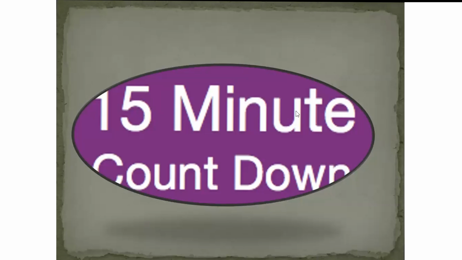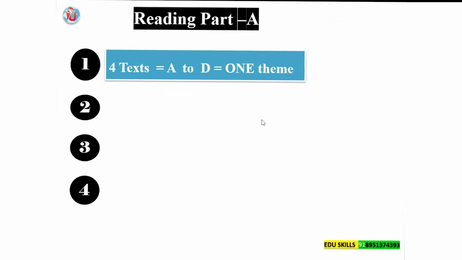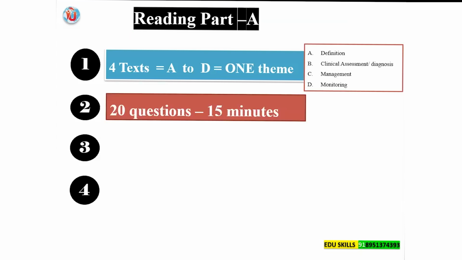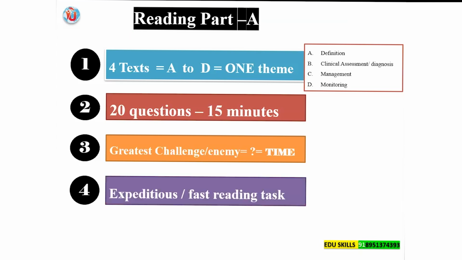In reading part A, we have only 15 minutes to crack all the answers, that is questions 1 to 20. We have 4 texts, A to D, and it contains 1 theme. It consists of 20 questions, and you have to crack it within 15 minutes. In Edu Skills, we train aspirants to crack reading part A in 10 to 12 minutes, and our greatest challenge or enemy is time. The fourth point is that expeditious, or fast, reading is the task you have to follow in this subtest.